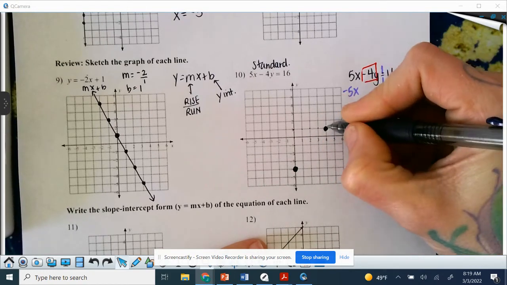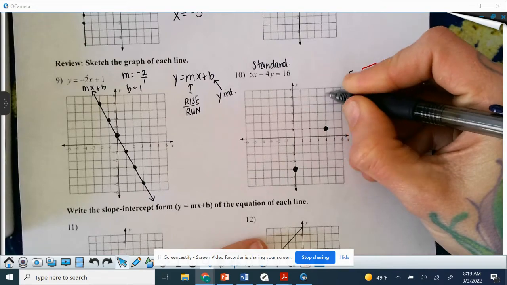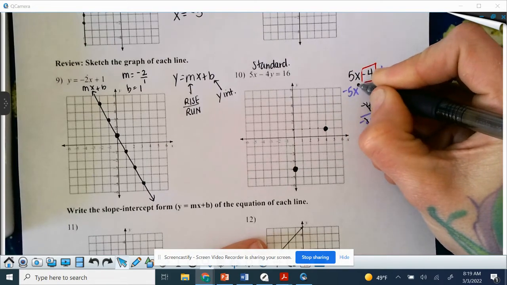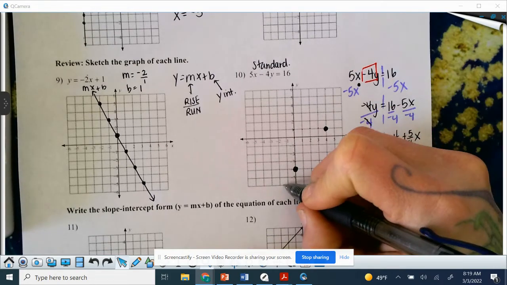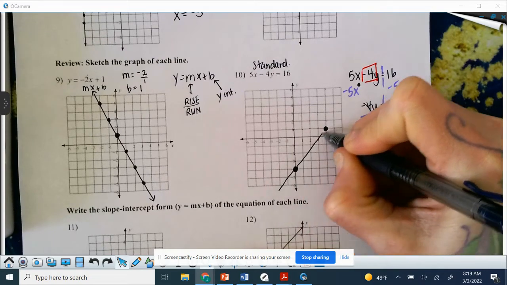Looks like that's probably all we're going to get. 1, 2, 3, 4, 5. 1, 2, 3. Yep, we're way over here, and we can't get any more here. So we're going to just draw that line through here.